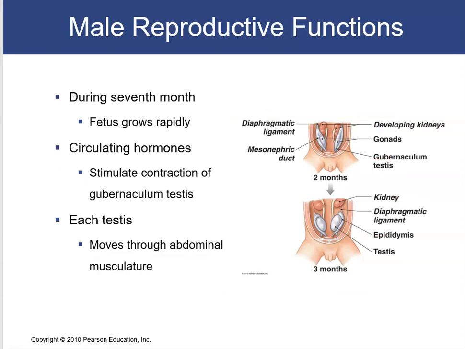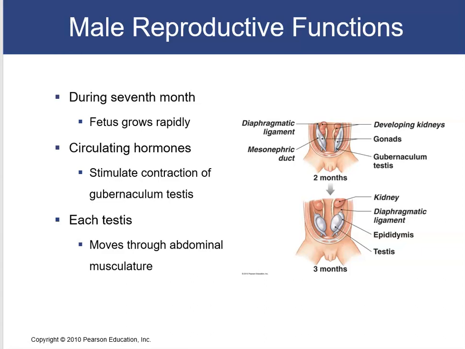Then, sometime during the 7th month of fetal development, this is a time when the fetus is growing very rapidly, as we will see in our final chapter, you will begin to see some circulating hormones, and these hormones will begin to stimulate contraction of the gubernaculum testes. What happens as the gubernaculum contracts? It pulls the testes lower and lower through the abdominal cavity, ultimately into the scrotum.